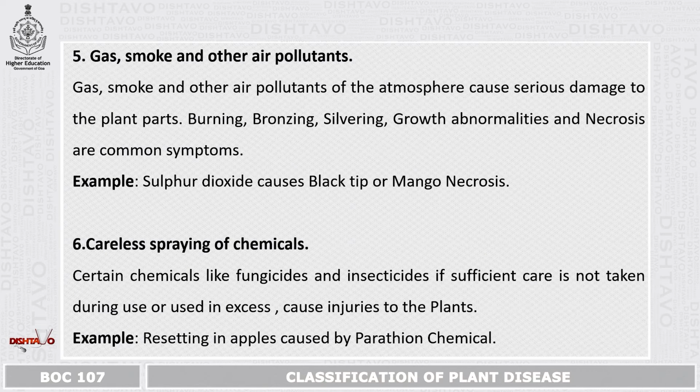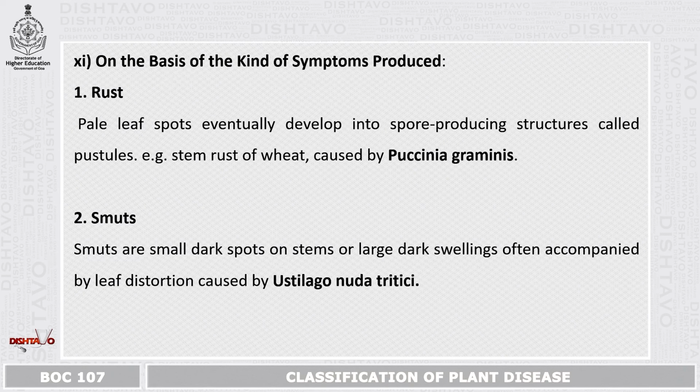Sixth one is careless spraying of chemicals. Some of the diseases are caused by an excess of fungicide and insecticide if they are sprayed in large quantities. The example is russeting in apples, which is caused by the parathion chemical. Next classification is on the basis of the kind of symptom produced. First is rust. Rust is a pale leaf spot that eventually develops into spore producing structures called pustules. Example is stem rust of wheat caused by Puccinia graminis.